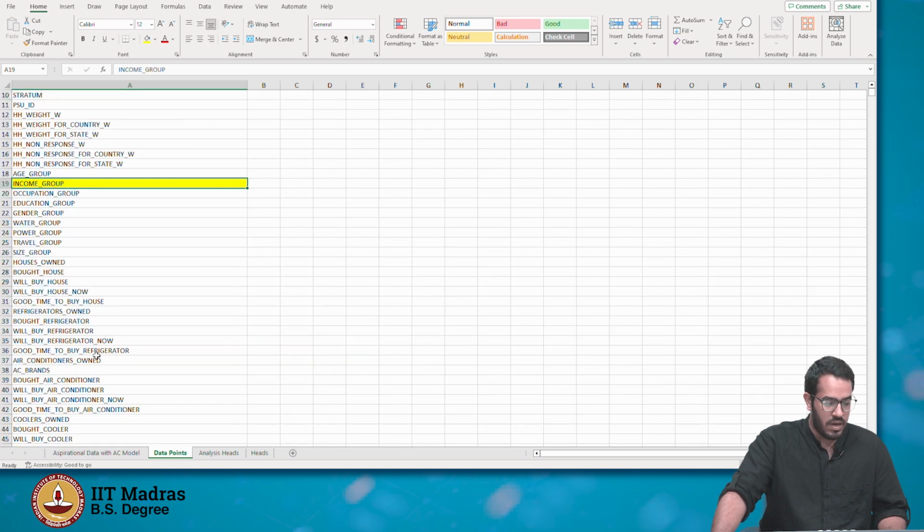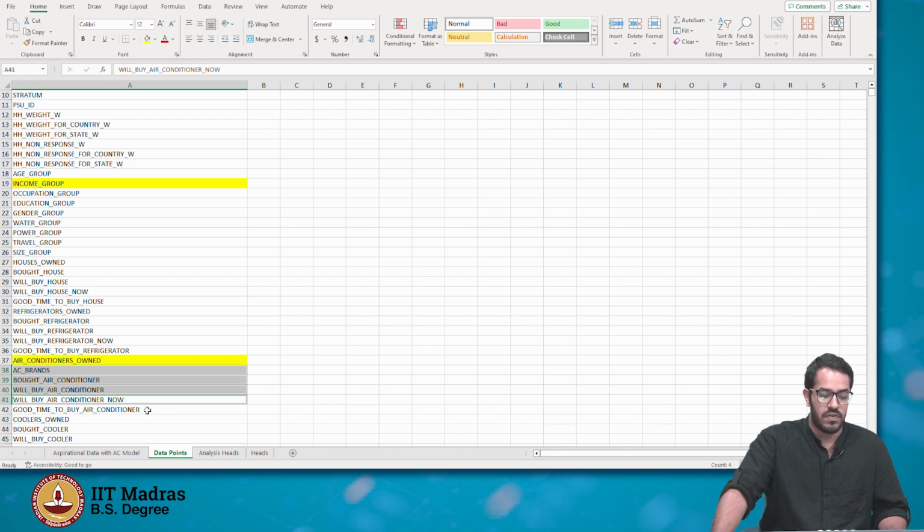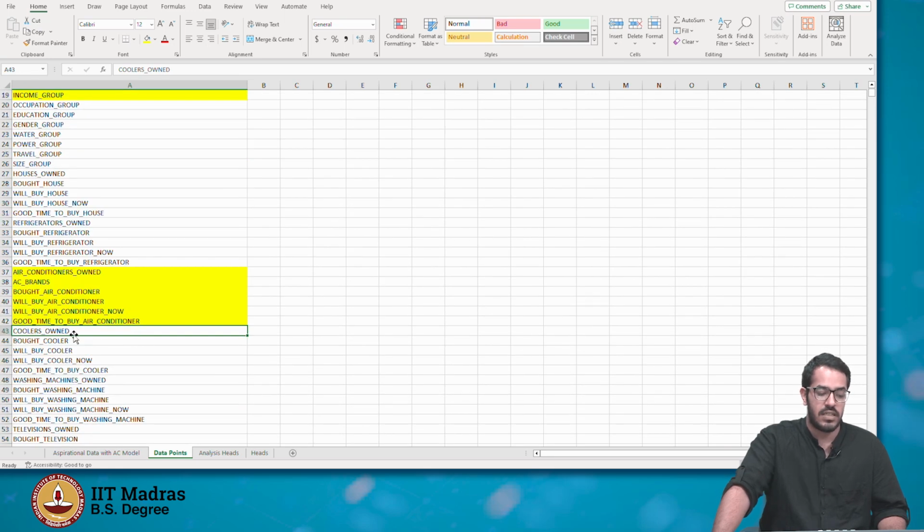Another thing that we would like to consider is the air conditioners owned, whether they already owned an air conditioner while this survey was being taken. Another thing would be AC brands, bought air conditioners, will buy air conditioners, or will buy air conditioner now, and also if they think that it is a good time to buy air conditioners or not. These are the few columns that I will highlight as of now. But scrolling ahead, I see that there is data about coolers owned, bought coolers, will buy coolers now, good time to buy coolers.